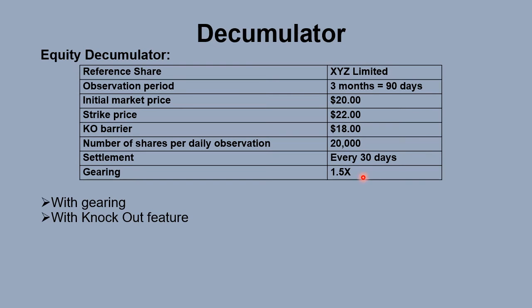As you may note, the decumulator has a KO barrier which can terminate the contract. The 1.5 times gearing implies that if the market price of the underlying share is below the strike price of $22, the investor is obliged to sell 20,000 shares of XYZ Limited to the issuer at $22. However, for every day that the share price is above the strike price, the investor will have to sell 1.5 into 20,000, which is equal to 30,000 shares to the issuer at the strike price of 22. The KO barrier of 18 means that if the share price touches 18 or goes below that on any day, the contract will get terminated.